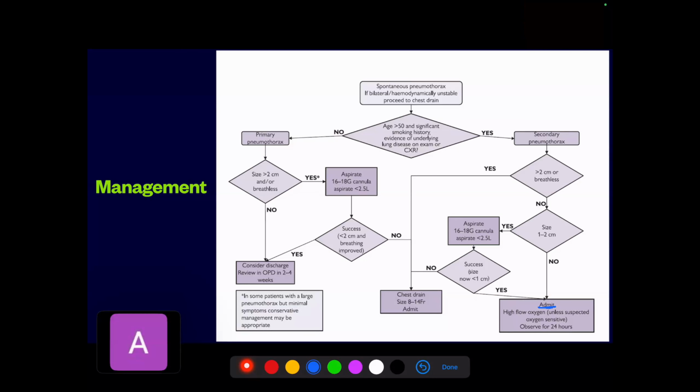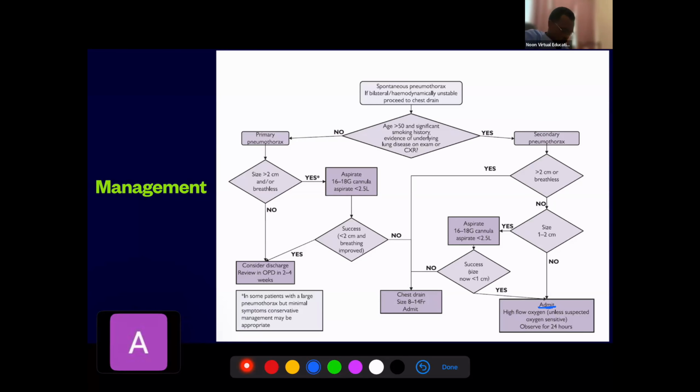Okay, I can try. The first case is spontaneous pneumothorax bilateral, or a patient hemodynamically unstable. In these I proceed straight for chest drain. So with bilateral spontaneous pneumothorax or a hemodynamically unstable patient, chest drain immediately.